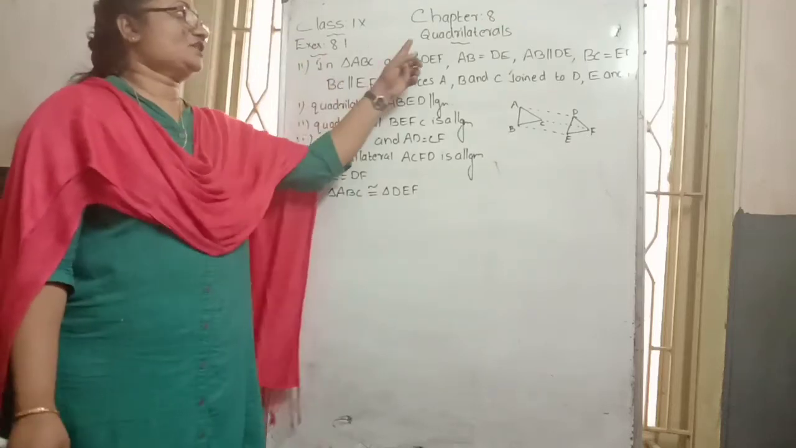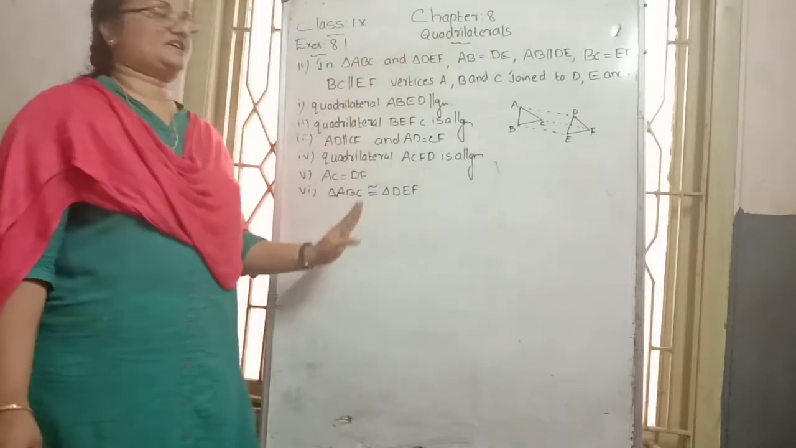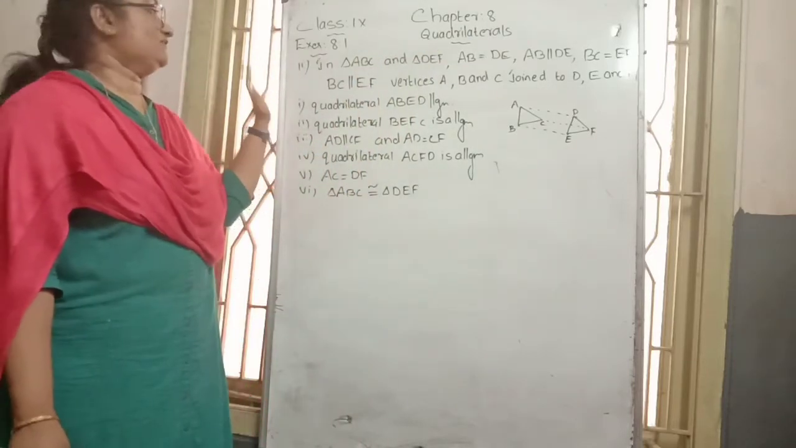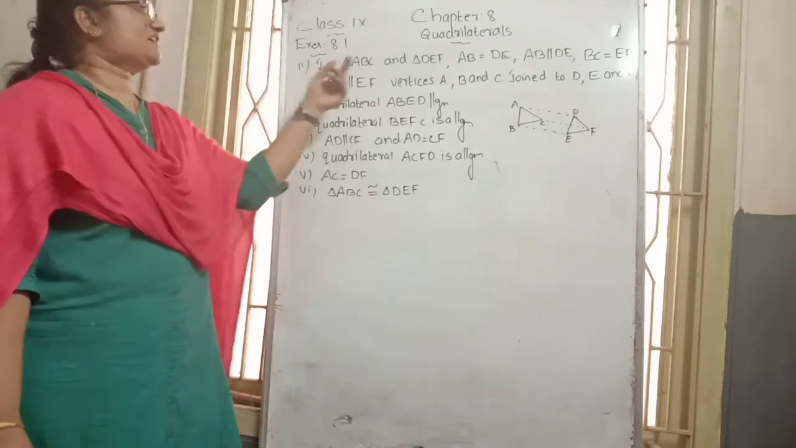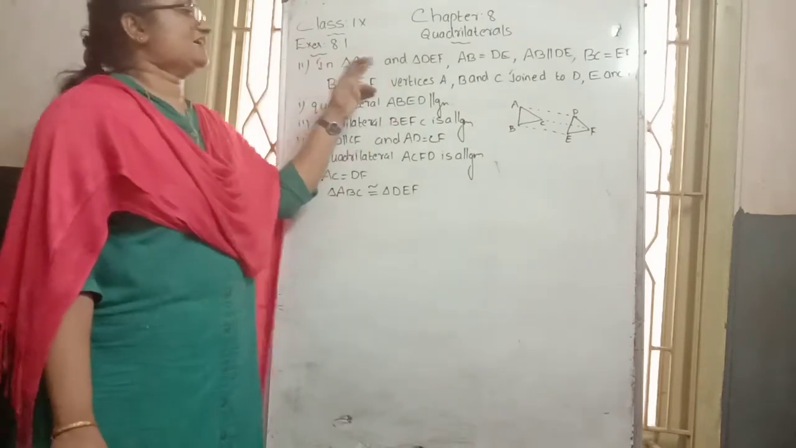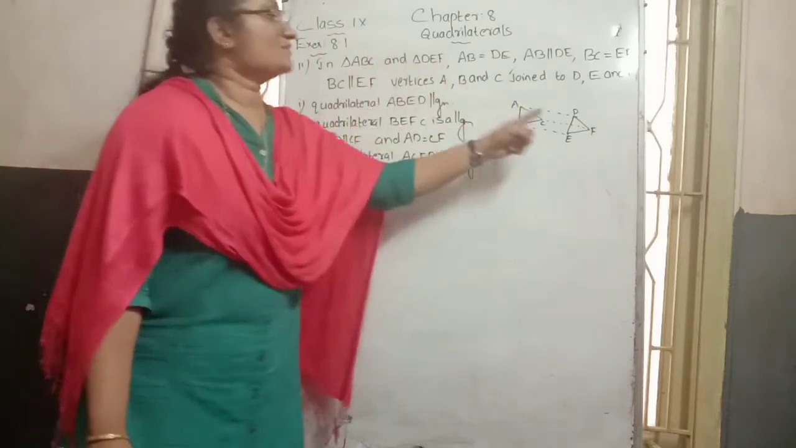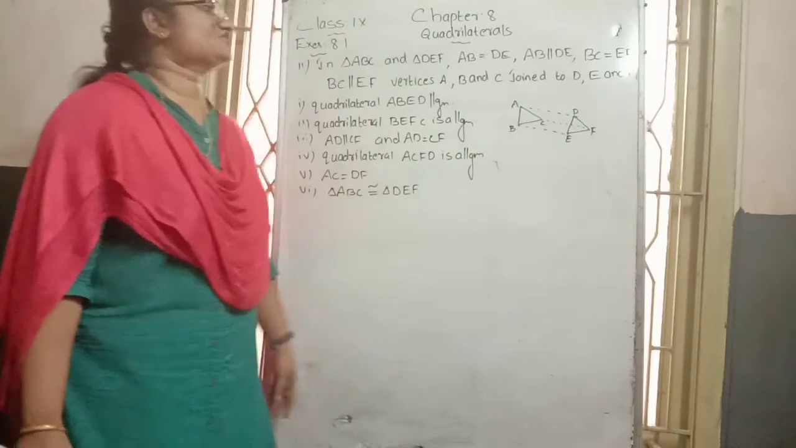Students, now we are going to learn about chapter 8, quadrilaterals. Exercise 8.1, 11th question. In the 11th question they have given us this: ABC is a triangle. DEF is another triangle.